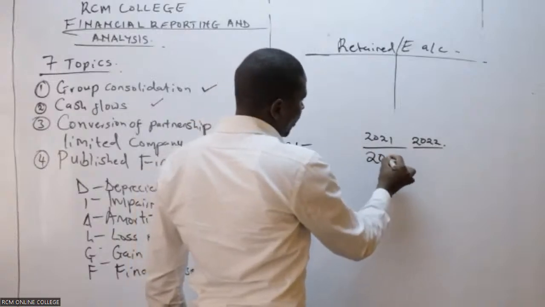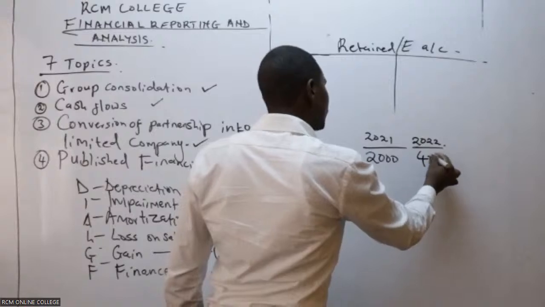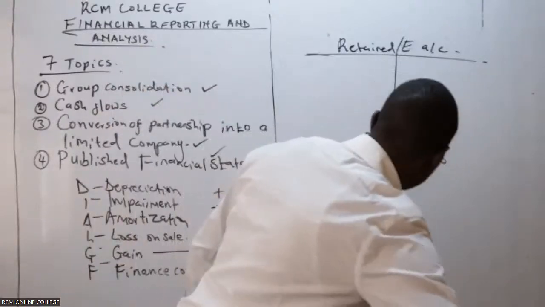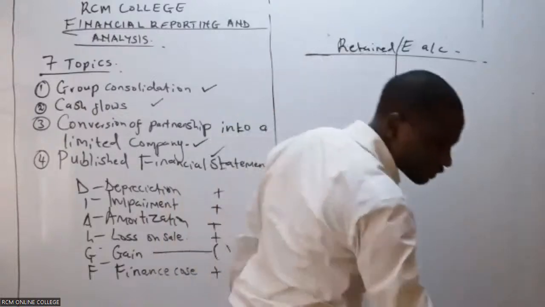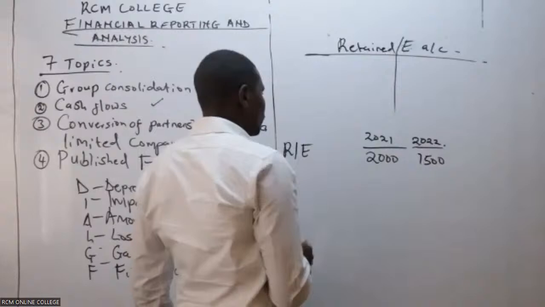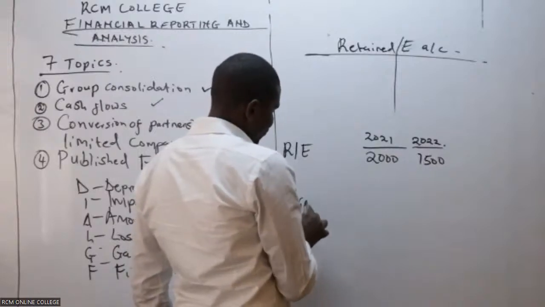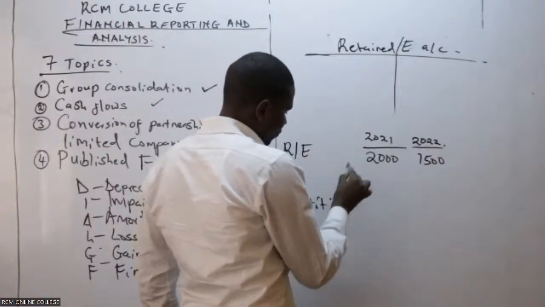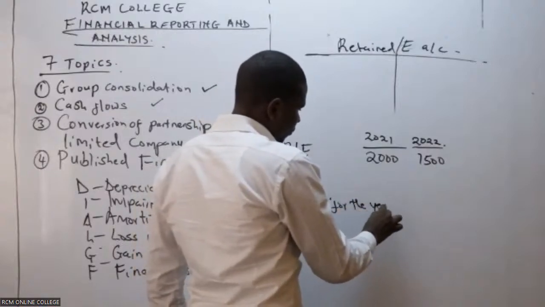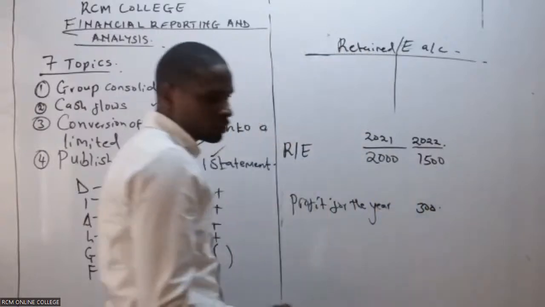So this is 2000. This is 2022, which is 4,000. Now I don't know, will it really give us what we expect? Let me put it as 1,500, and then we compute the profit for the year. Profit for the year in the income statement, of course. Let's say maybe it was something like 300. The profit for the year was 300.